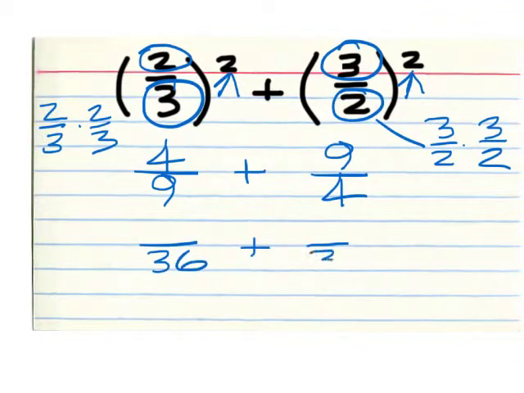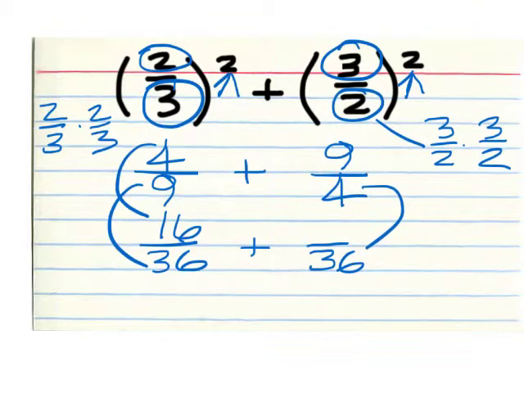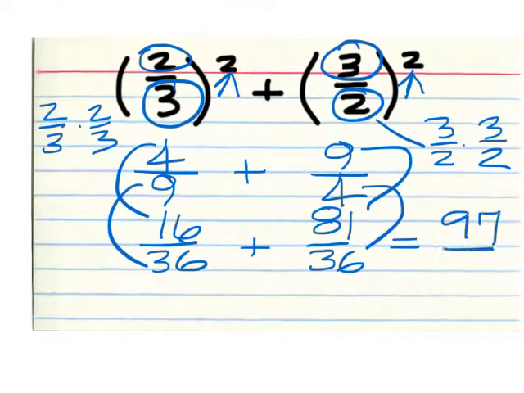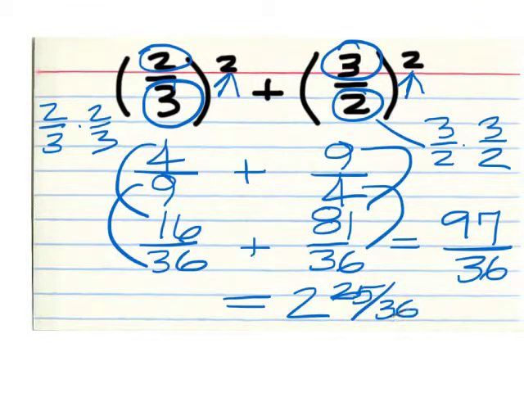So again, the common denominator is 36. So this is times 4. 4 times 4 is 16. That's times 9. So that times 9 is 81. Add them up to get 97/36, which you can change to 2 and 25/36.